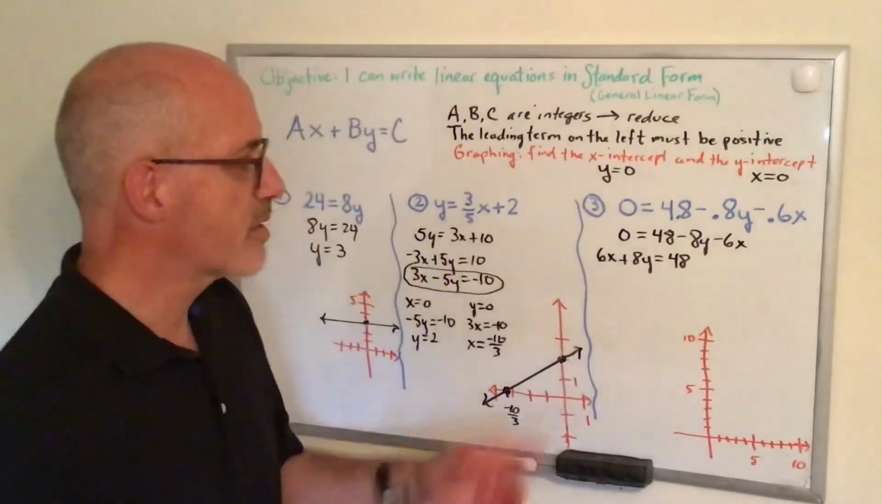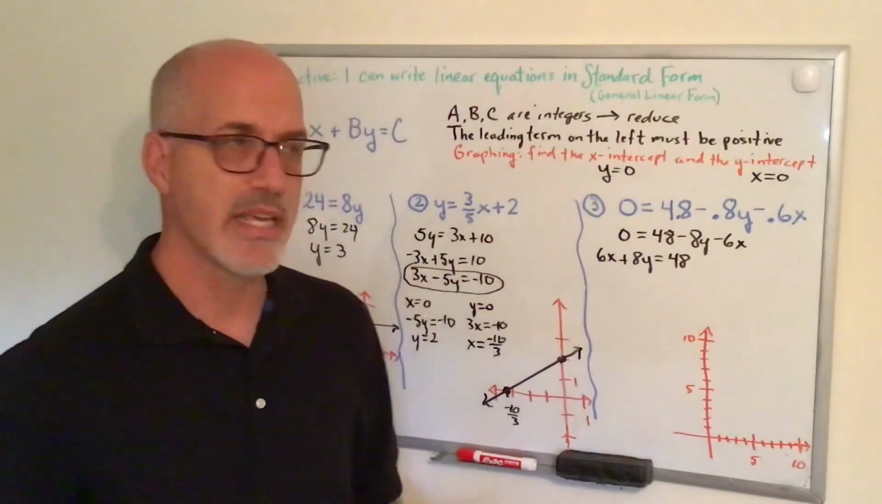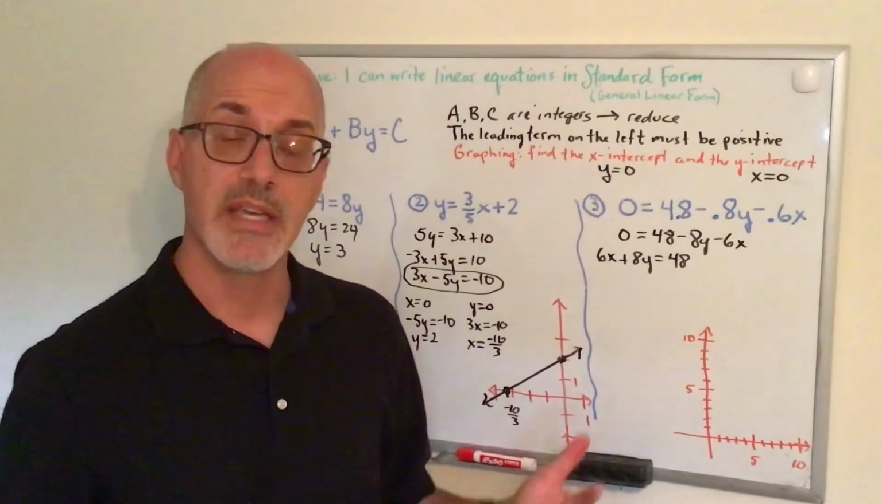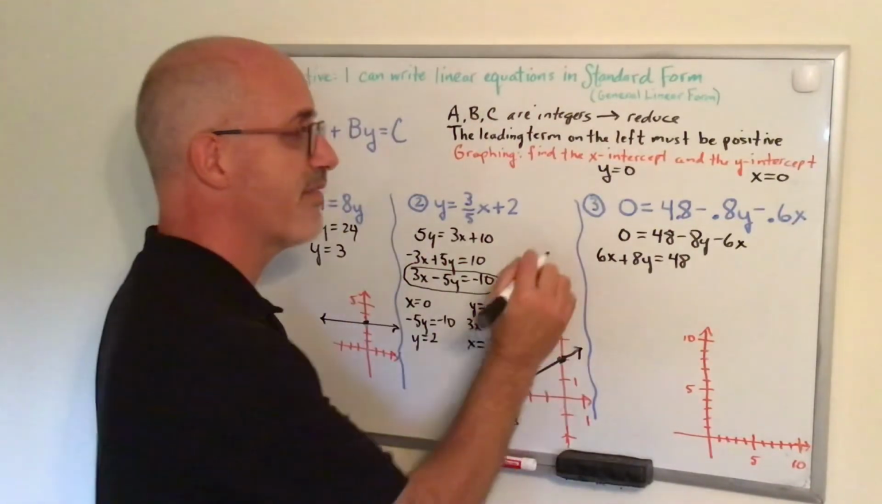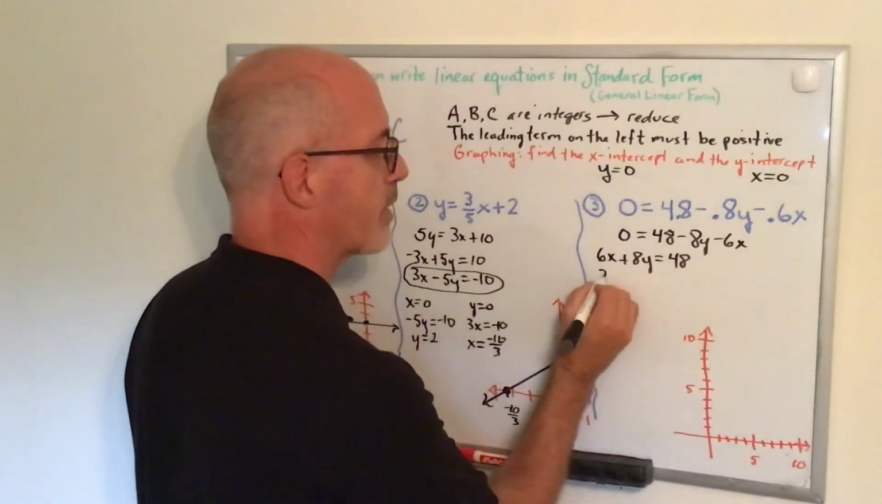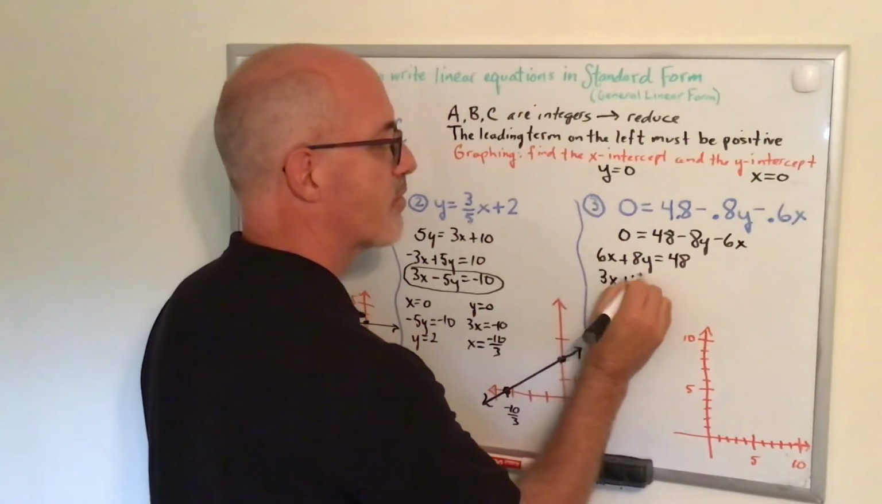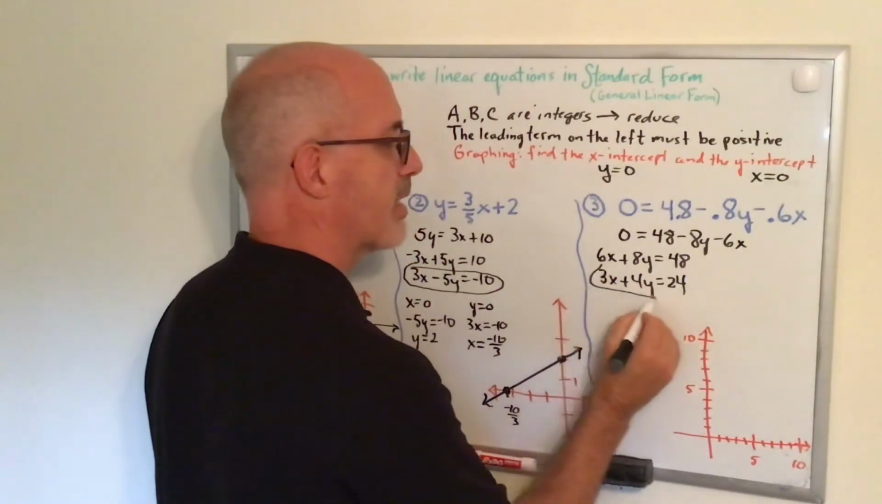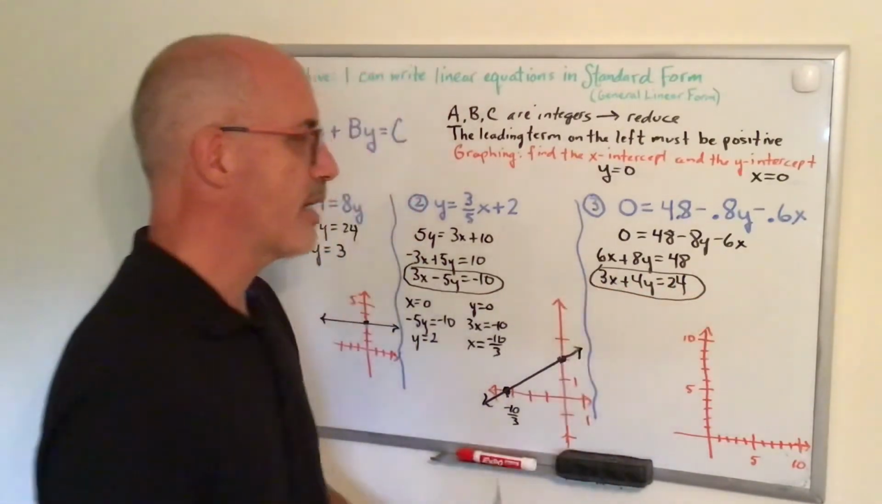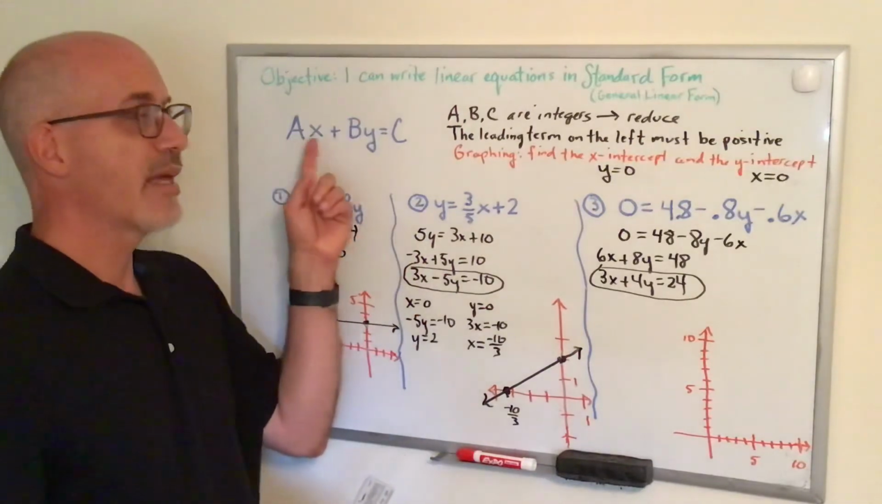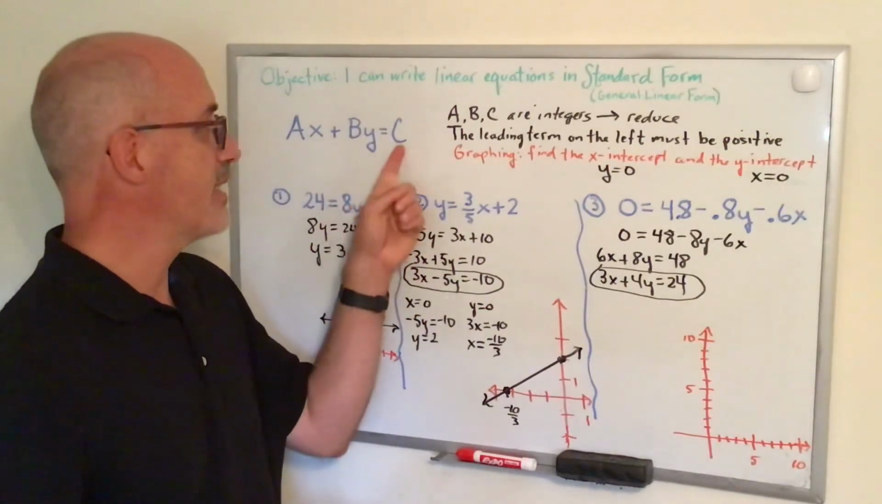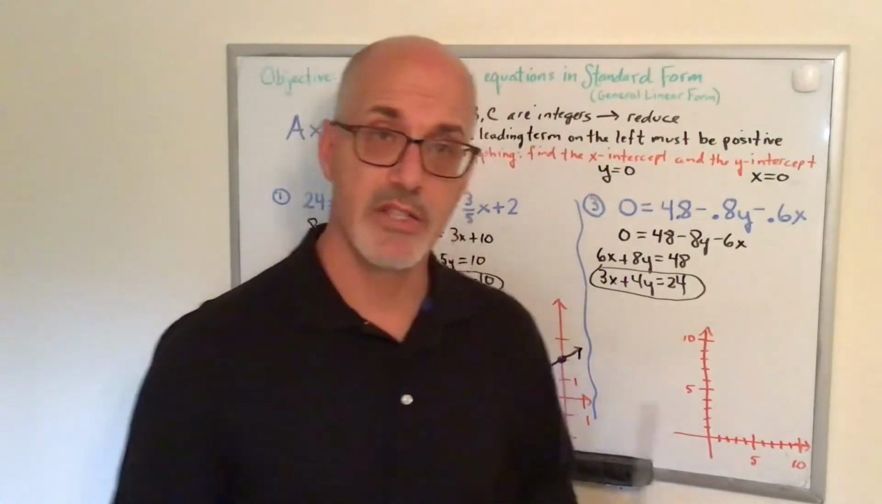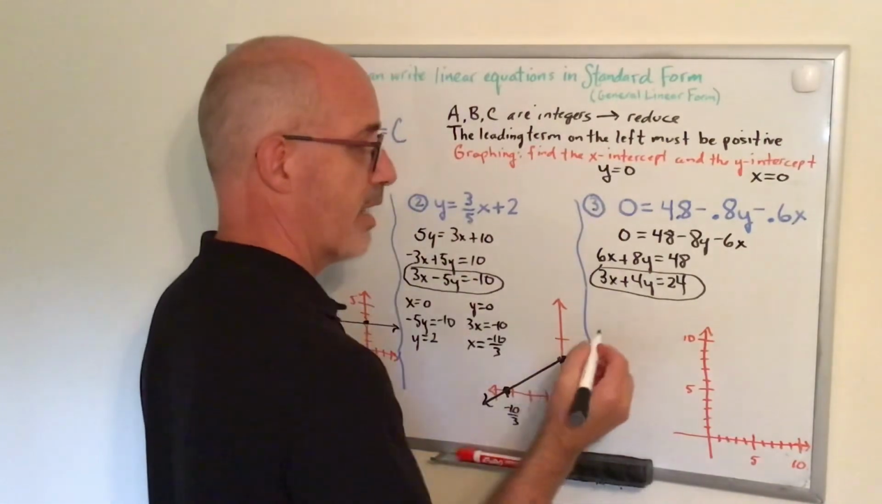Now if you notice, all of these are even, and so we want to get rid of the common factor of 2 by dividing each term by 2. So we get 3x plus 4y equals 24. That is my standard form of the equation where a is 3, b is 4, and c is equal to 24. Now let's graph it using our intercepts.